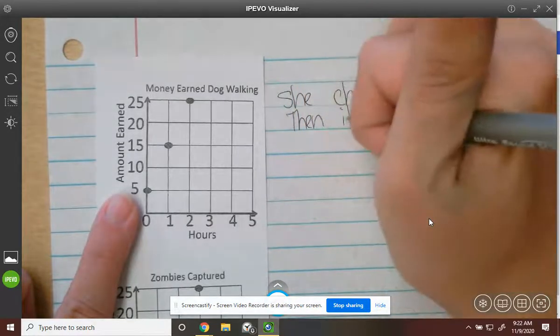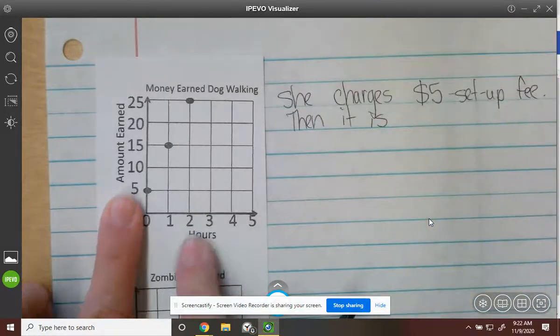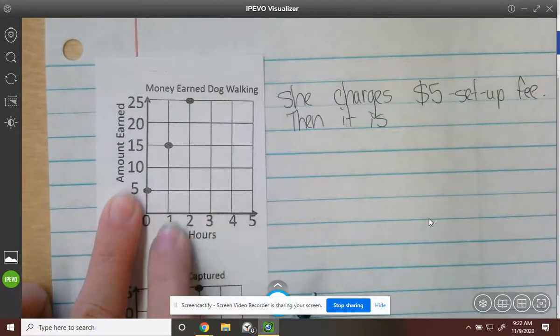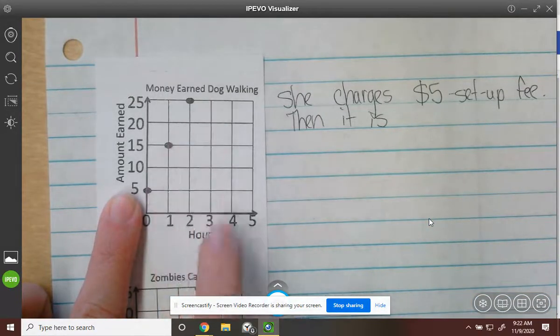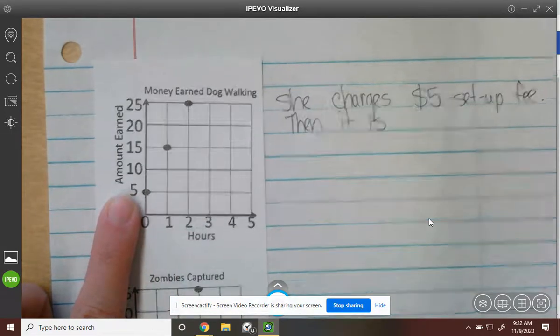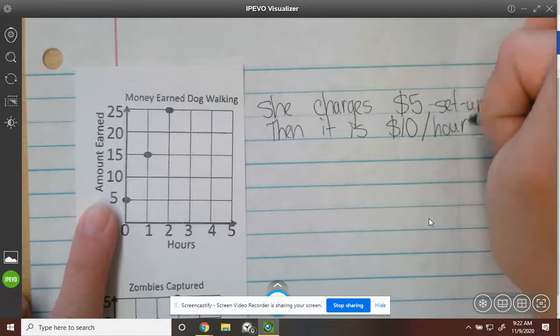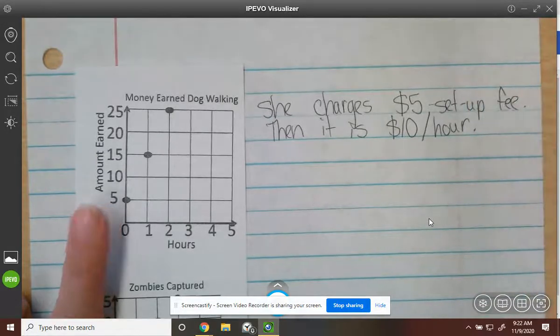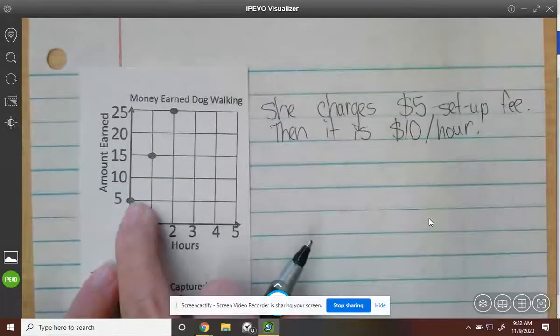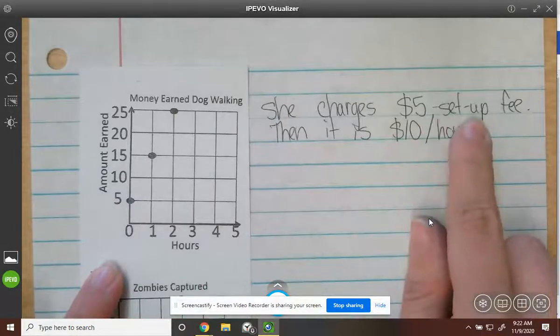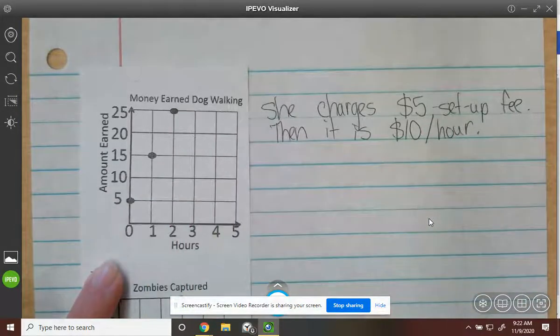Then it is what per hour she walks the dog. She went from 5 to 15 after 1 hour, 15 to 25 after 2 hours. So that means she's charging $10 per hour. Okay, so we got our y-intercept in there and what it means, and we got our slope in there and what it means.